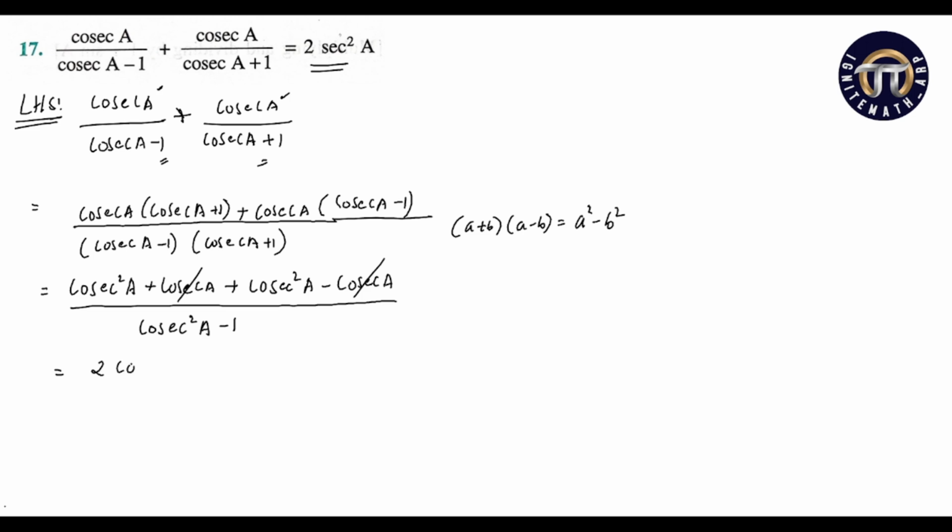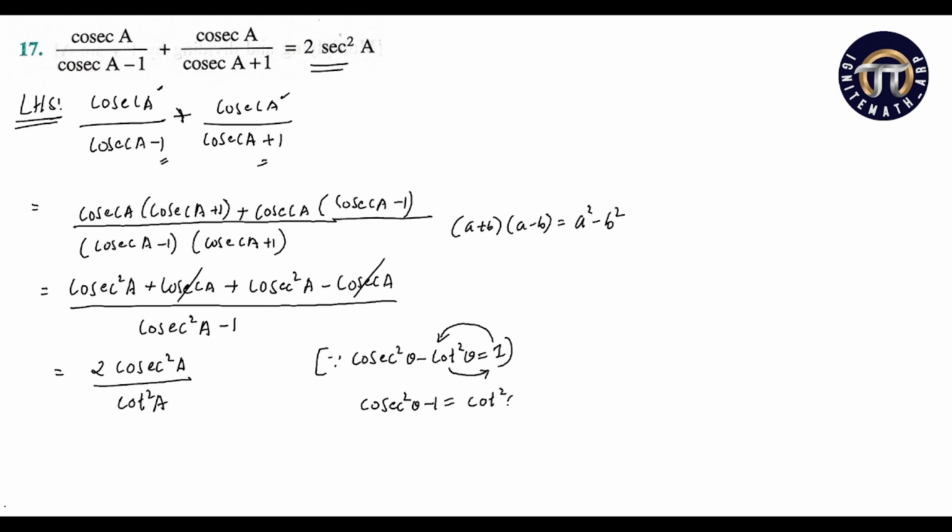Here minus cosec A plus cosec A will get cancelled. I'll be left with 2 cosecant square A divided by cosecant square A minus 1. That is nothing but cot square A. Why is it so? You must know that cosecant square theta minus cot square theta is equal to 1. If I bring this 1 from the right hand side to the left hand side, and take this cot from the left hand side to the right hand side, it becomes cosecant square theta minus 1 is equal to cot square theta. That's why I have replaced cosecant square A minus 1 by cot square A.